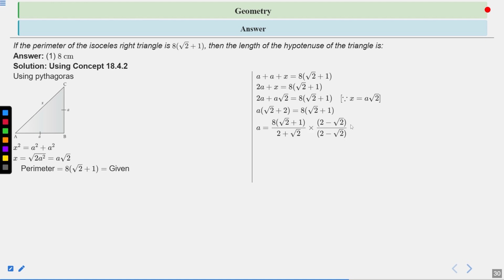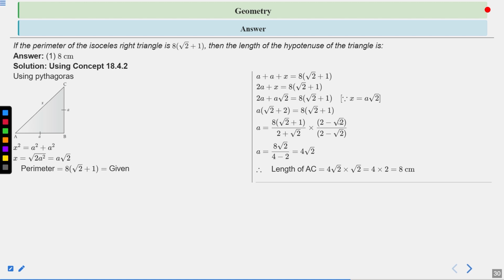And when we use the componendo dividendo, we multiply 2 minus root 2 upon 2 minus root 2 in numerator and denominator. So we get the length of a, which is 8 root 2 upon 4 minus 2. So it will become 4 root 2. This is the length of the side of the isosceles triangle. Now we have the length of the isosceles triangle side, which is 4 root 2.